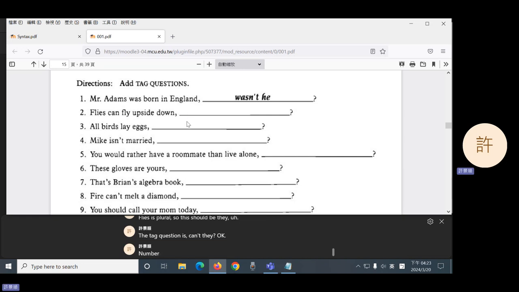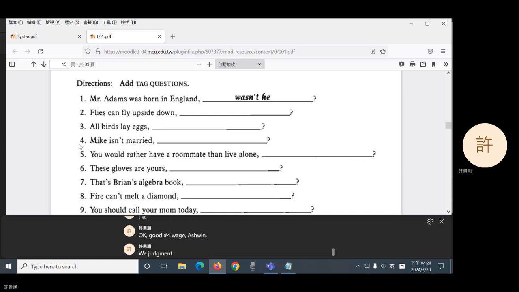Number three. Yes, number three, what is the tag question? Very close. So, lay is in the present tense, and there is no auxiliary verb, so you have to add a word. You have to add do. And then turn it negative, so this is don't. And then birds is plural, so it should be they. So the answer is don't they. Okay, good.